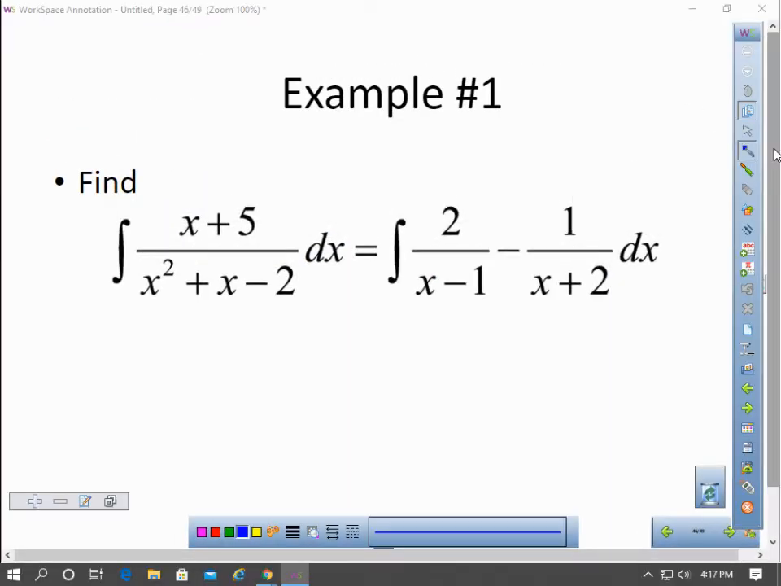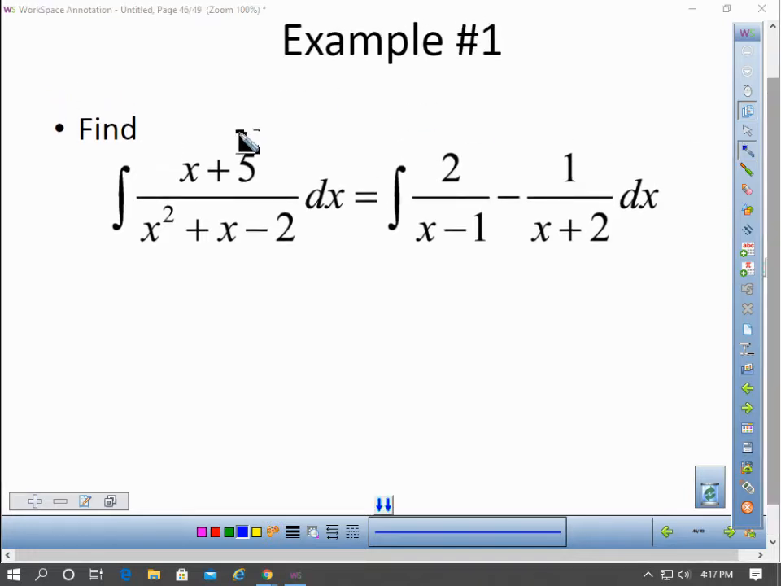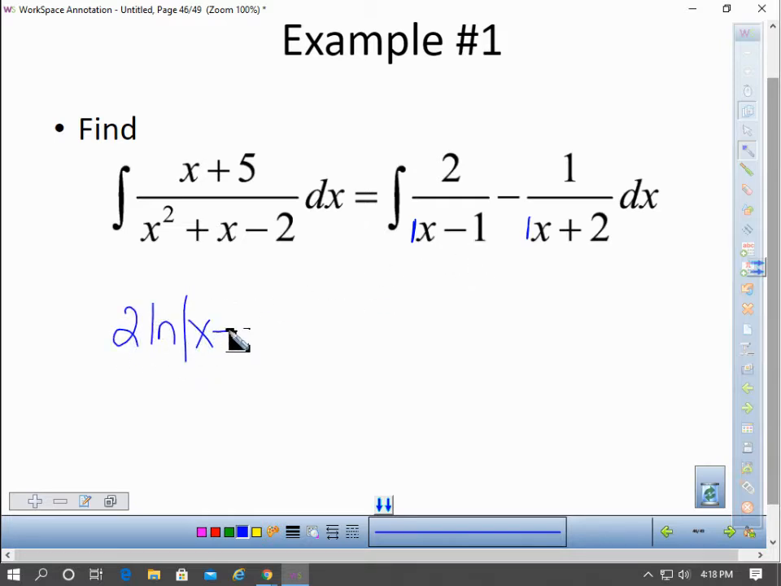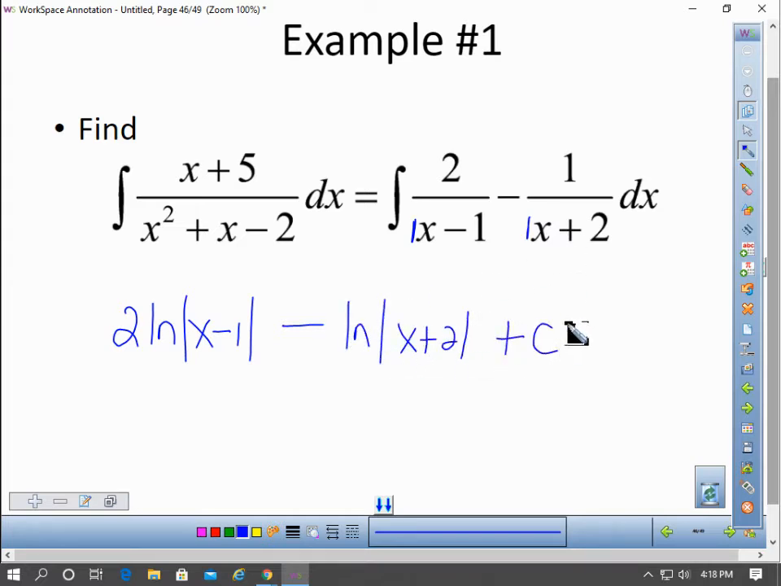Okay, so we have already done the decomposition of x plus 5 over x squared plus x minus 2. It turns out to be these two partial fractions. So all we need to do is integrate these now. And we talked about, as long as these are nice linear functions and have a 1 as a coefficient is helpful too, then the antiderivative of each of these is just a ln. So this is 2 natural log of x minus 1, minus 1 times the natural log of x plus 2, and then plus c, that's my answer.